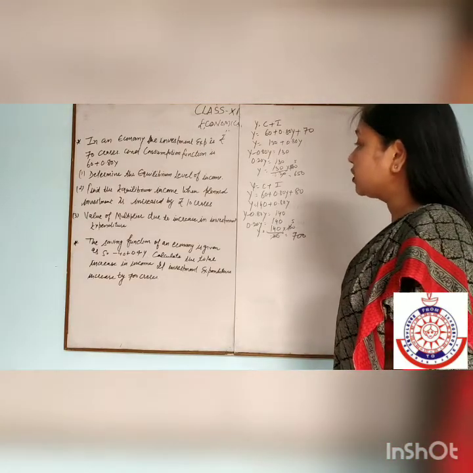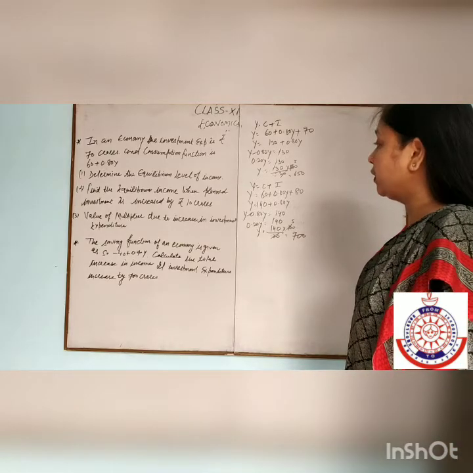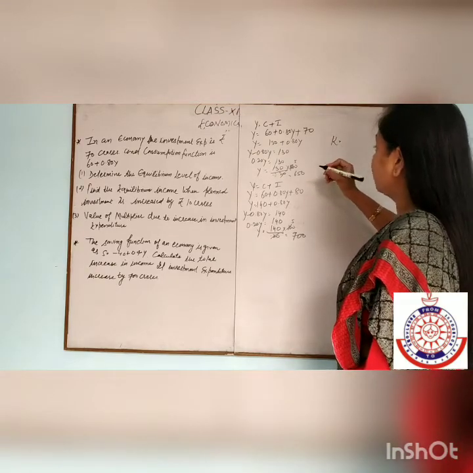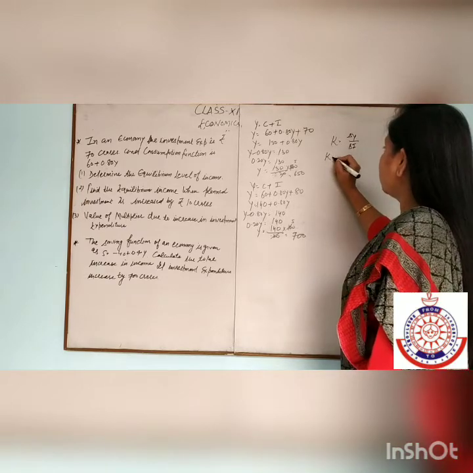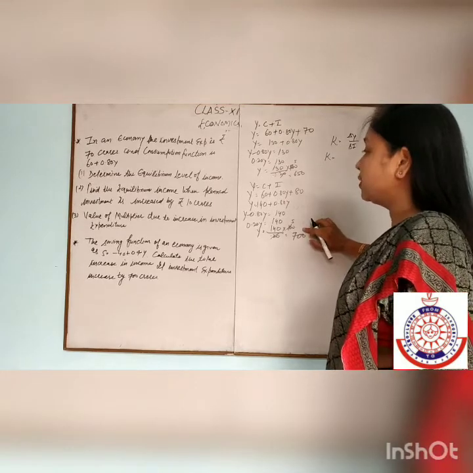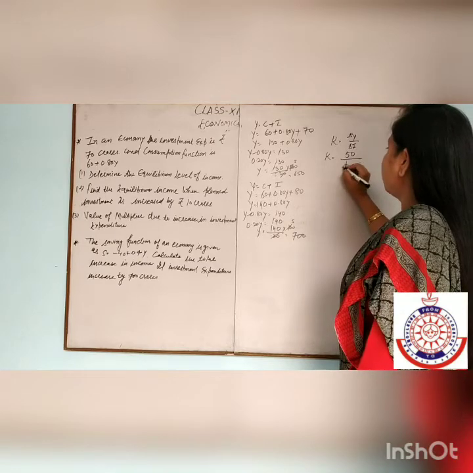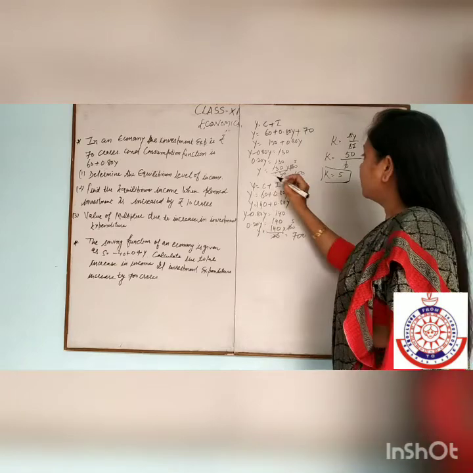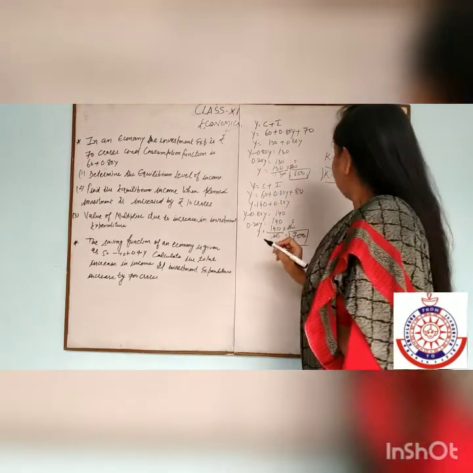The third point is value of a multiplier due to increase in investment expenditure. You know what is the value of multiplier? Multiplier is equal to change in Y upon change in I. How much change in income? Before income is 650, now the income is 700. It means change in income is 50 and change in investment is 10, so that multiplier is equal to 5. This is your answer. Multiplier is equal to 5.